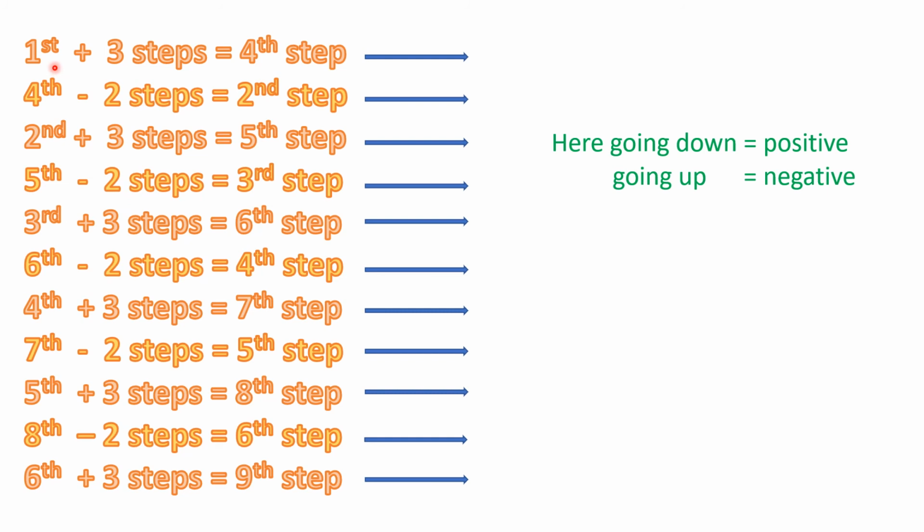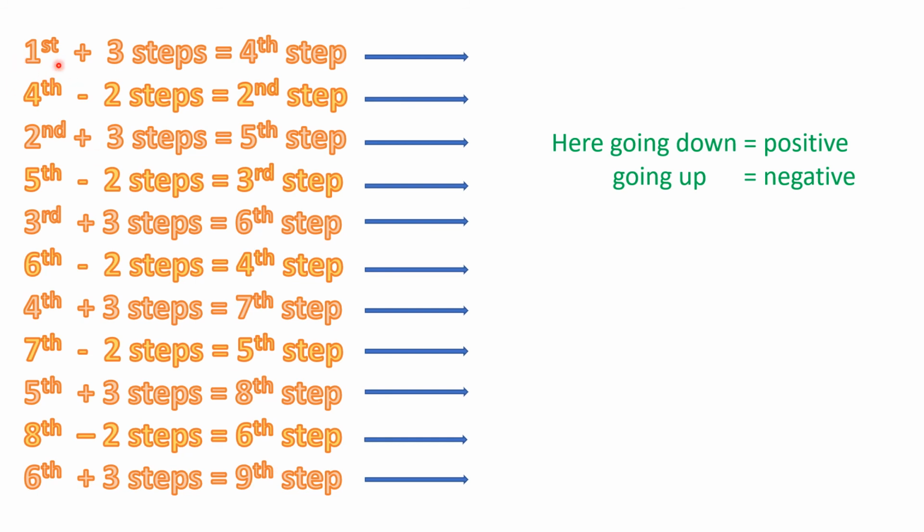So you can see a pattern here. 1 plus 3 is 4. This 4 repeats here, minus 2, 2nd step. 2nd step repeats here, plus 3, 5th step. 2 plus 3, 5th step. 5 repeats here, again 2 steps, 3rd step. So the same procedure keeps repeating. Whatever we have seen in the question to understand, it is written here, right? So please make sure you understand this.